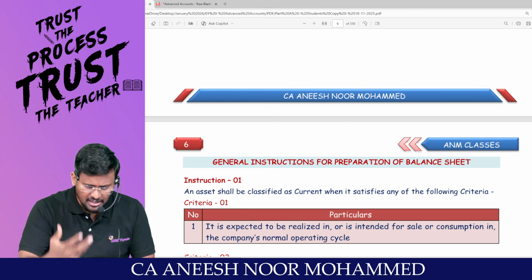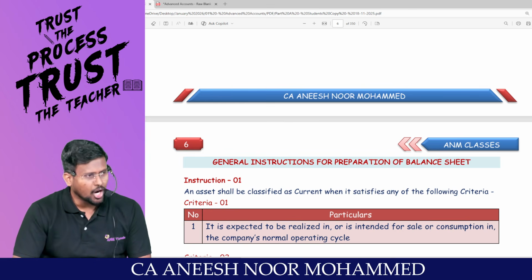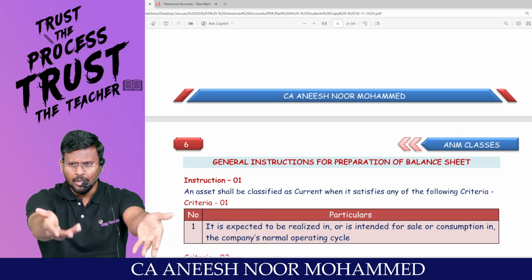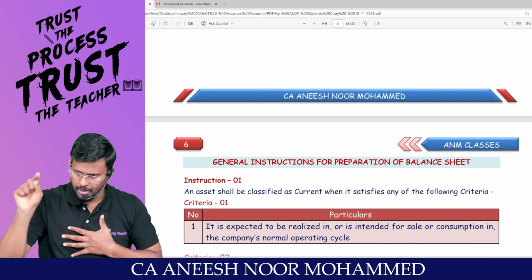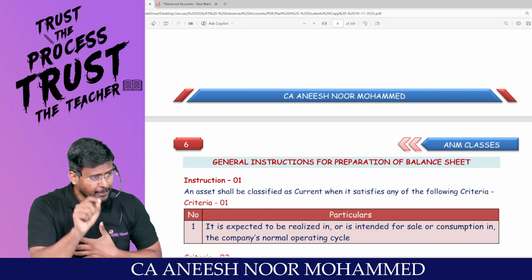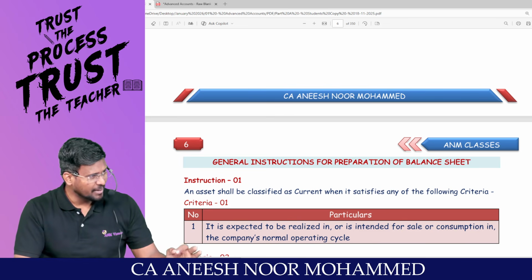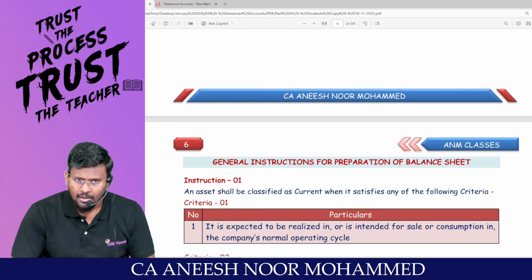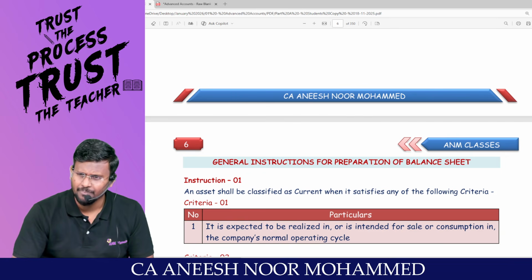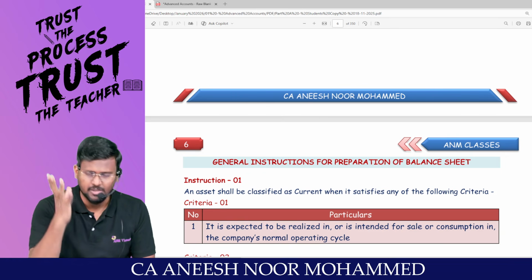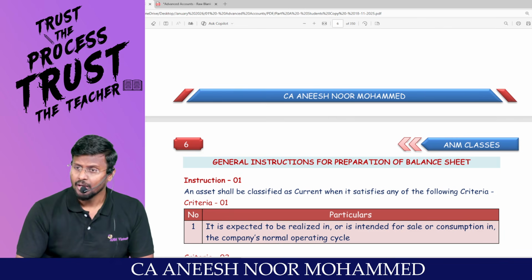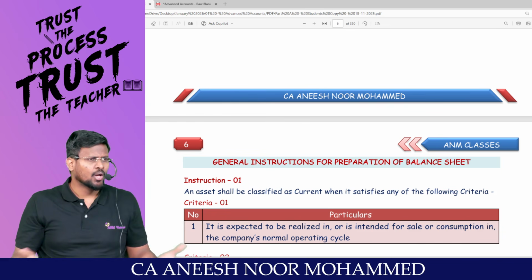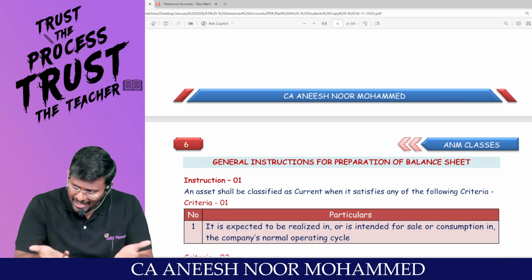Asset means, sir, two types of asset. Non-current asset. Non-current means long-term assets. First I will invest in myself: PPE, intangible asset, capital WIP, intangible asset under development. Right? Still I am having a lot of money. I will invest in others' business: non-current investments. Still I am having a lot of money. Deferred tax asset net. Still I am having a lot of money. Loans and advances. Still I am having a lot of money.